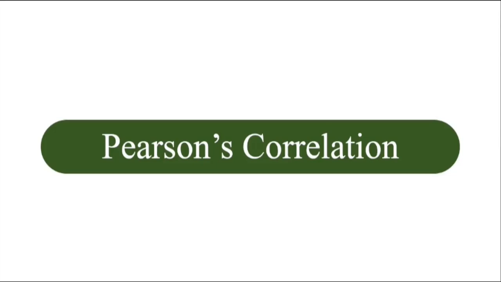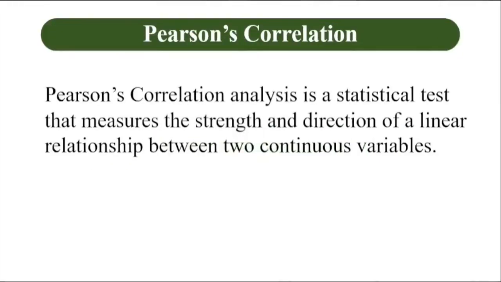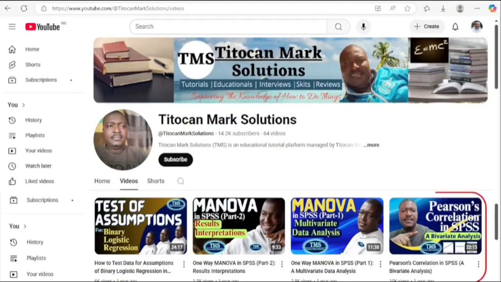Pearson's correlation analysis. Pearson's correlation analysis is a statistical technique that determines the strength and direction of a linear relationship between two continuous variables. There is also a full video on this topic that I have published on my YouTube channel, Titocan Solutions, where I demonstrated the analysis procedure in SPSS and interpreted the entire results. The link to the video is also given in the description section.